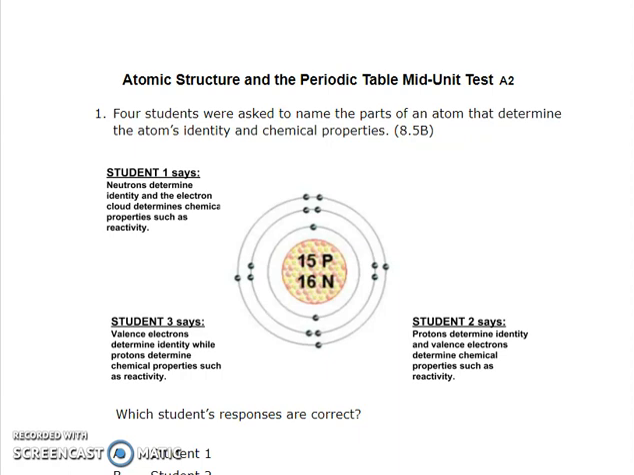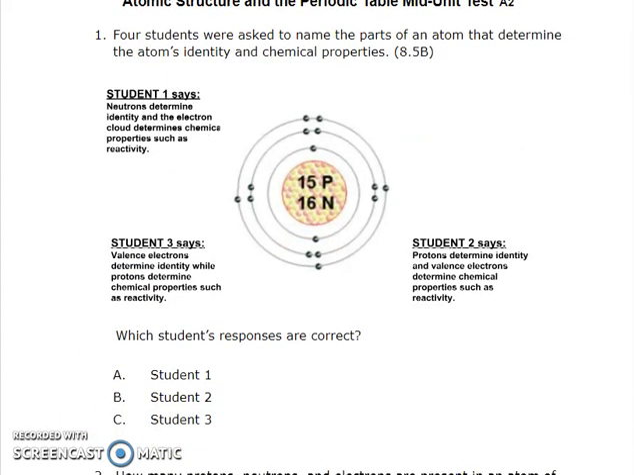Student 2 says, protons determine identity and valence electrons determine chemical properties such as reactivity. Student 3 says, valence electrons determine identity while protons determine chemical properties such as reactivity. Which student's responses are correct? Student 1, Student 2, or Student 3?